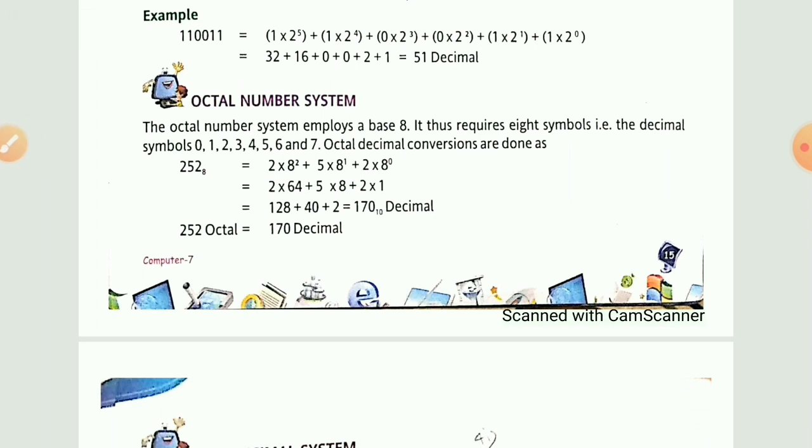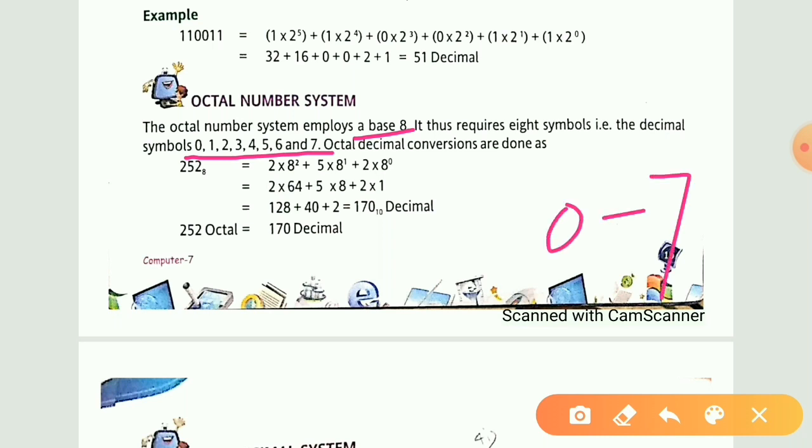Now see, the octal number system has base 8. It means it contains 8 symbols, that is 0, 1, 2, 3, 4, 5, 6, 7. So 0 to 7 it contains in the octal number system. So if you write down this 252 according to decimal position, then what you have to do is take the digits from the left hand side position.